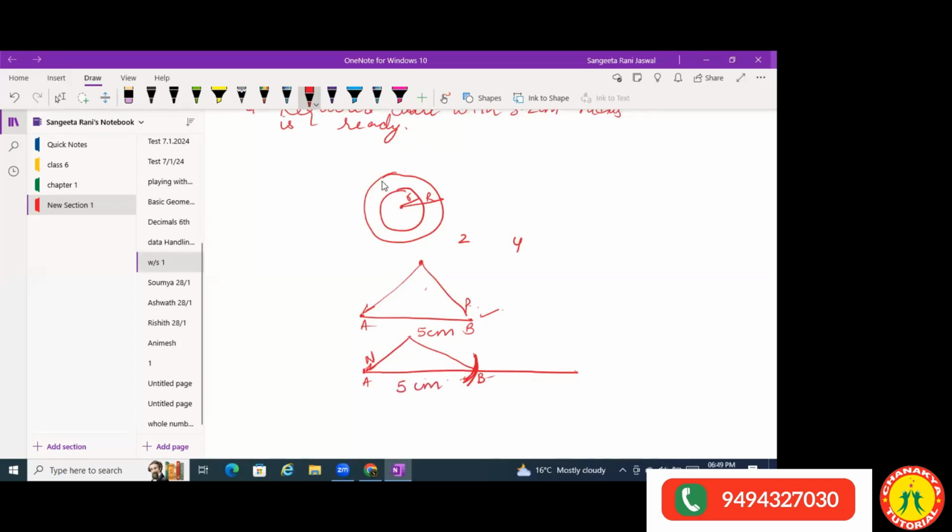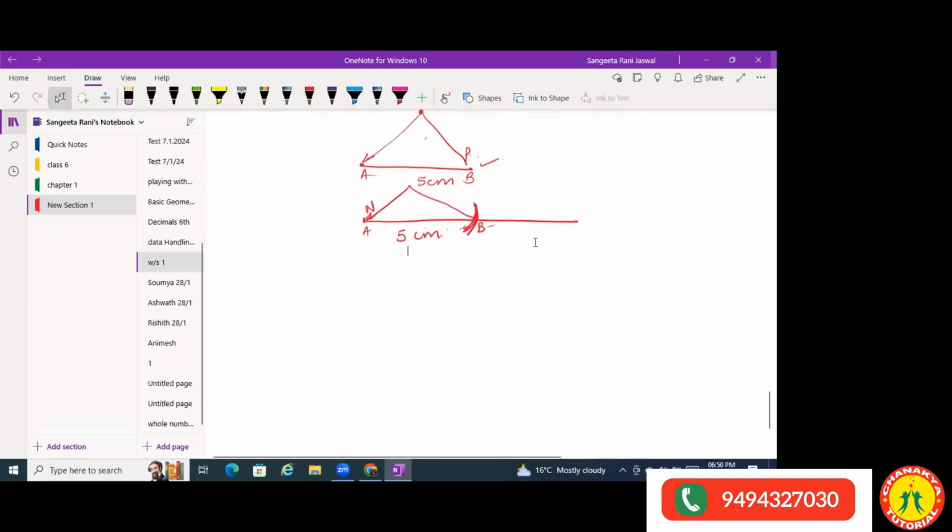Okay? Okay, ma'am. The next topic is drawing a perpendicular to a line, at a point on it. Now how will you make a perpendicular? I'll show you with compass how to construct a perpendicular.